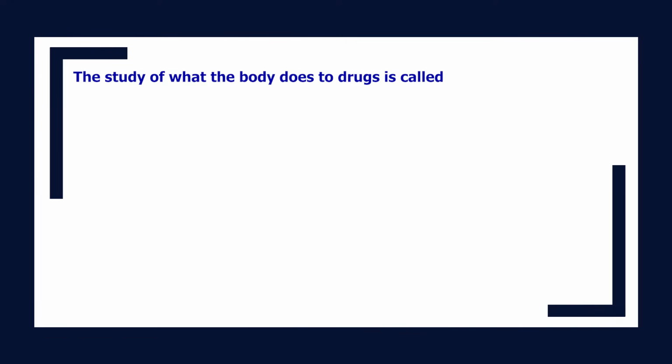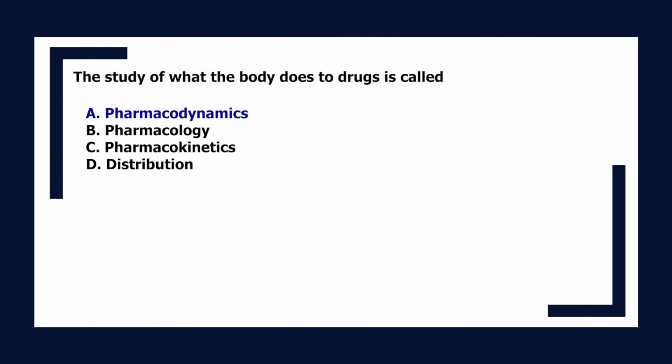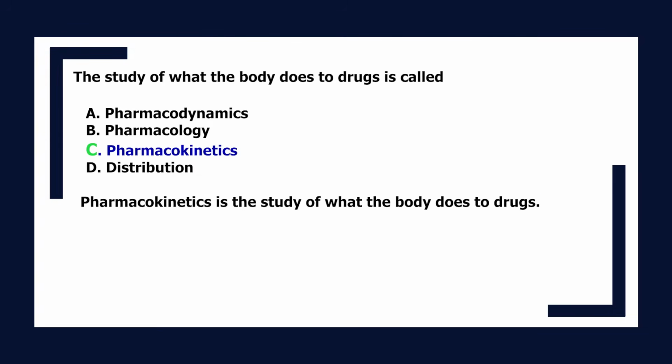The study of what the body does to drugs is called A. Pharmacodynamics. B. Pharmacology. C. Pharmacokinetics. D. Distribution. The correct answer is C. Pharmacokinetics. Pharmacokinetics is the study of what the body does to drugs.